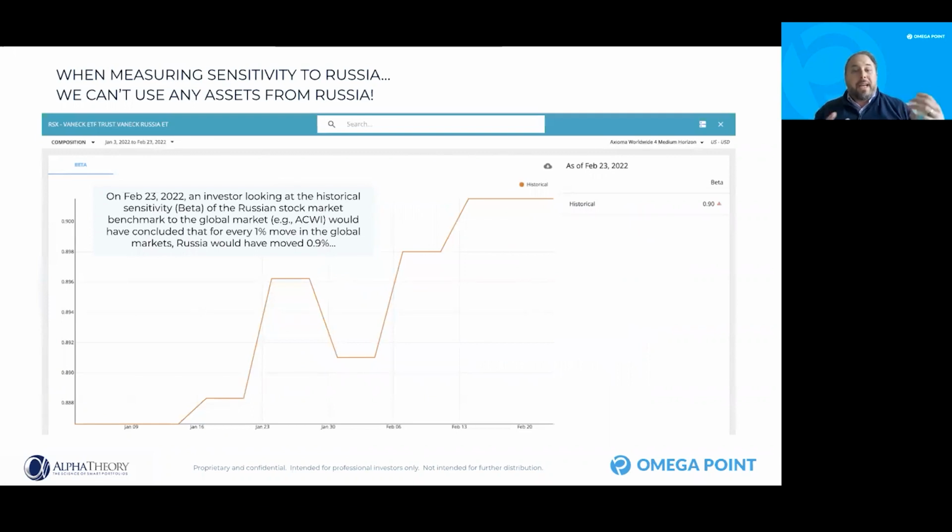So with that said, in jumping in, I wanted to point out one critical problem with some of the obvious questions that investors are asking: what is my risk to this new world economic order? Is my risk to Russia?